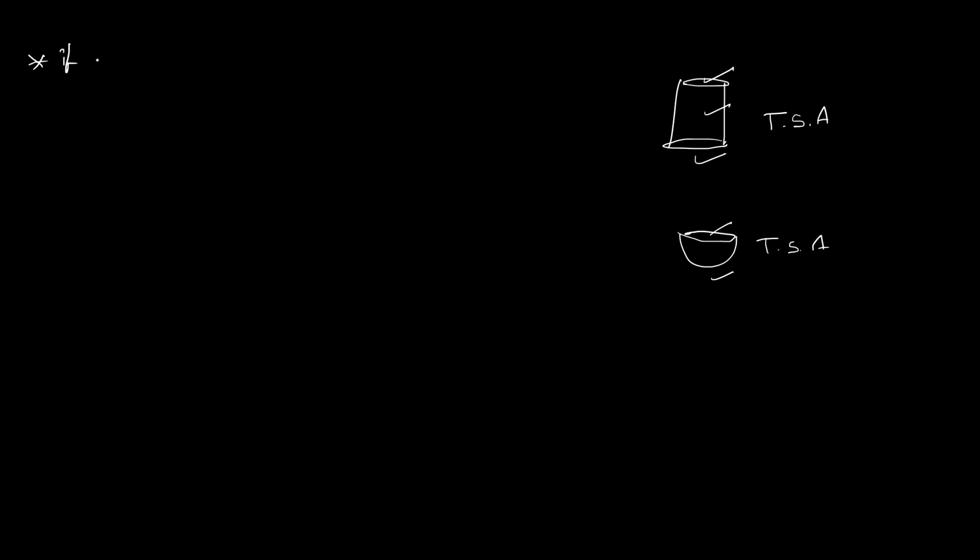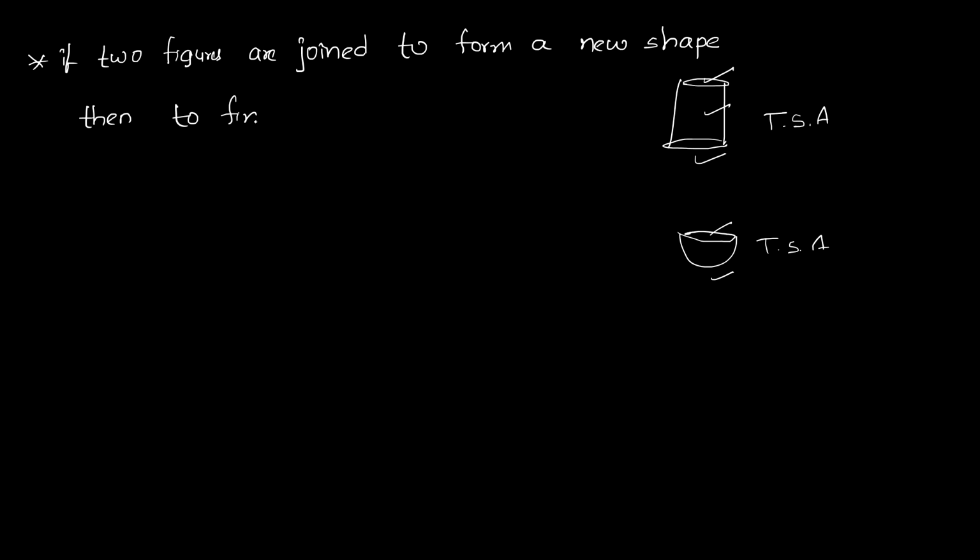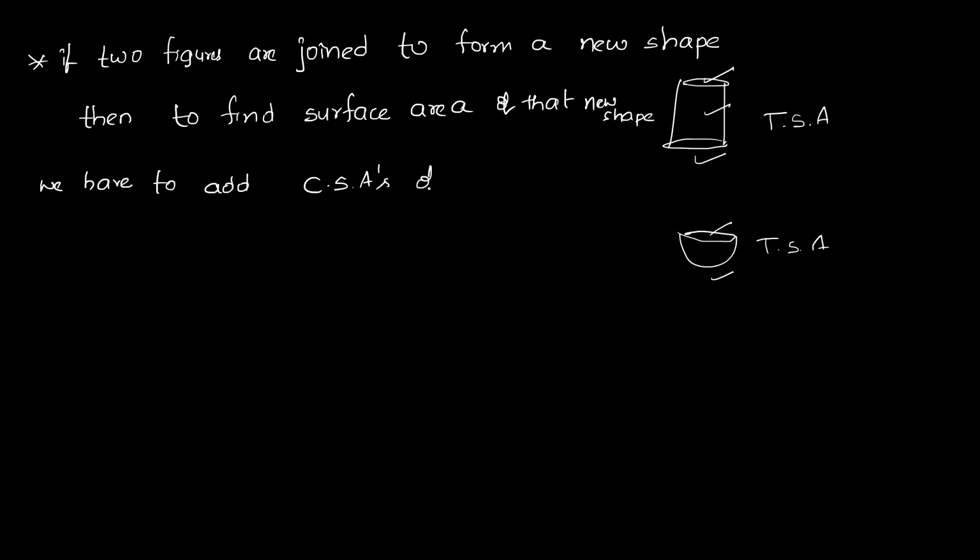Important point. Okay, if two figures are joined to form a new shape, then to find the surface area of that new shape we have to add the curved surface areas of individual shapes, because ఎందుకంటే మనకి సింగిల్గా ఉంటేనే మనము అన్ని సర్ఫేస్ని టచ్ చేయగలుగుతాం, కంబైన్ అంటే ఓన్లీ కర్వ్డ్ పార్ట్ని టచ్ చేయగలుగుతాం.